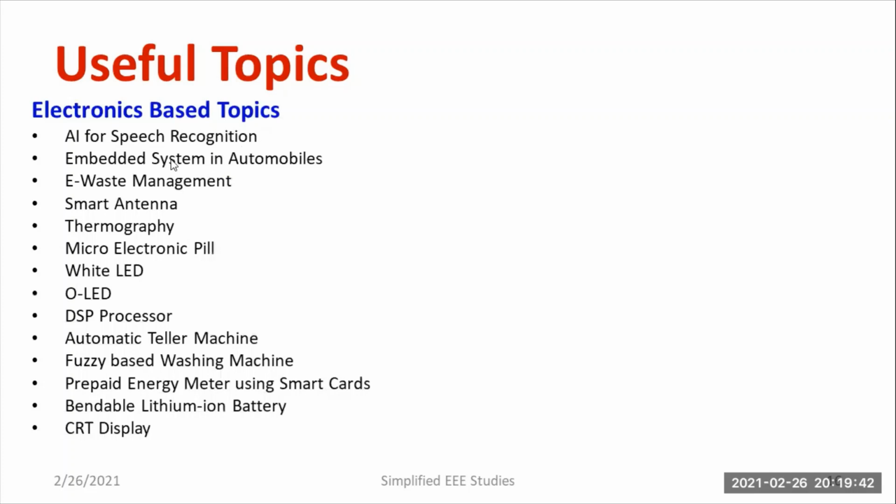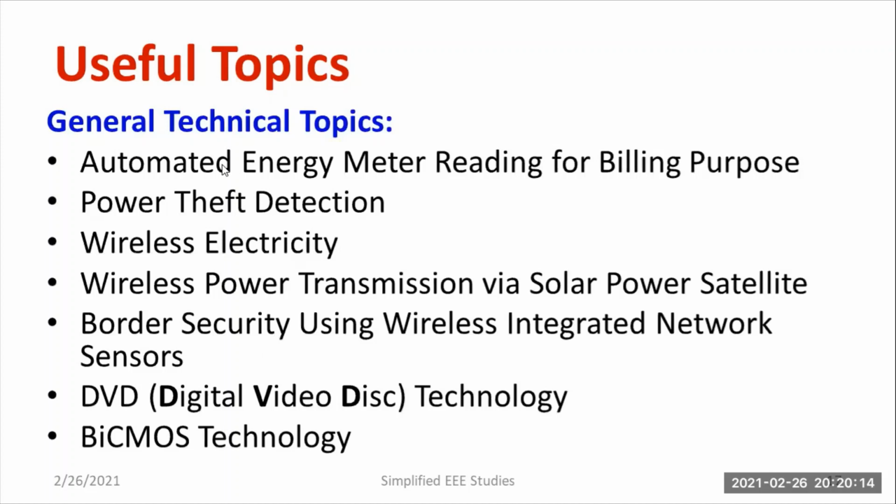Then electronics based topics like artificial intelligence for speech recognition, then embedded systems in automobiles, e-waste management, smart antennas, thermography, white LED, OLED, micro electronic pill, then DSP processor, automatic teller machine, ATM. What is an ATM machine? How does it operate? Then fuzzy based washing machine, prepaid energy meter using smart card, then bendable lithium ion battery, CRT display. All those things are really useful, quite interesting as well, that I would like to tell you. So get the information as much as possible.